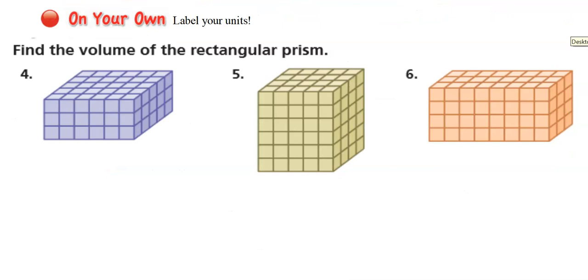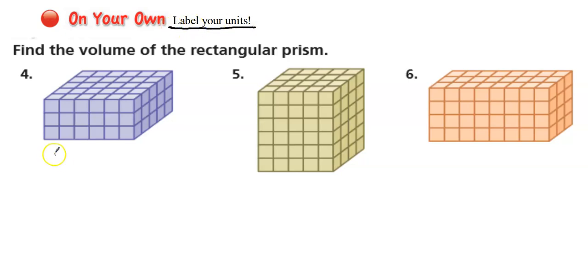So the task for you is to find the volume of these rectangular prisms. You're basically using the formula, or using logic and common sense, to find the total number of cubes that make up these prisms. And it says label your units.